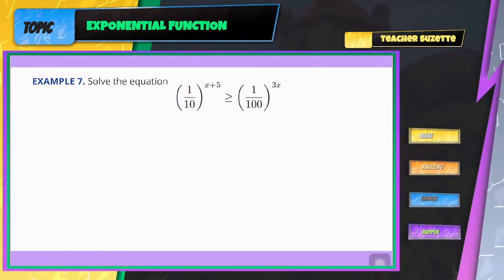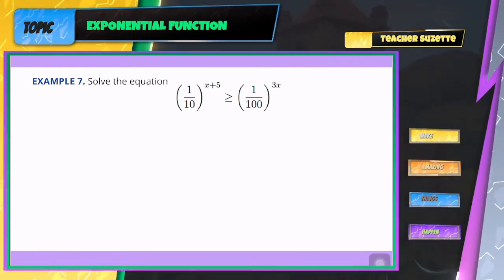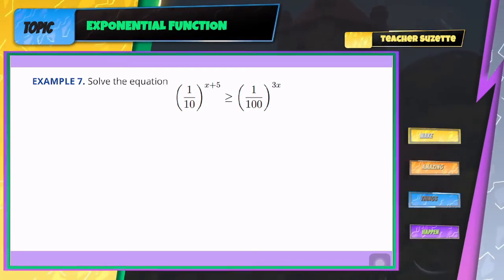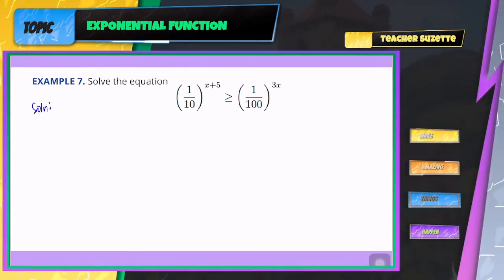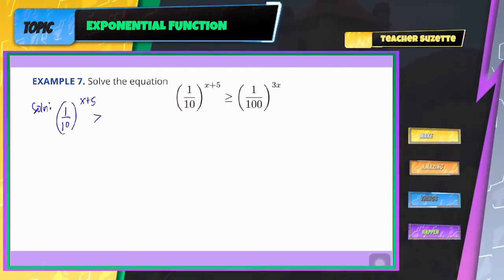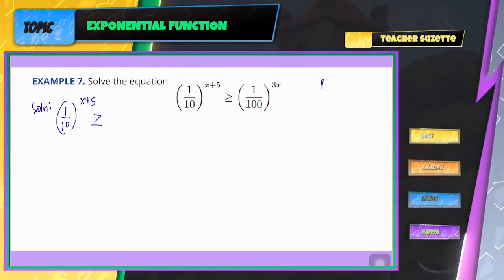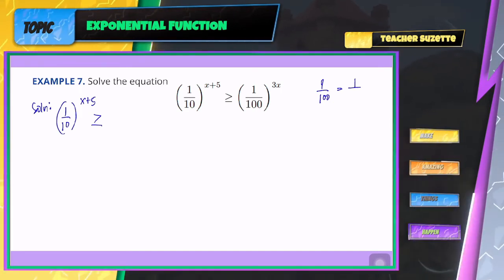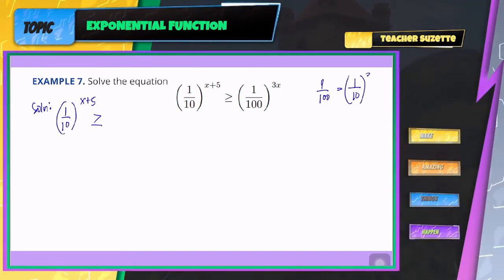Next po tayo, let's solve the inequality 1 over 10 raised to x plus 5 greater than or equal to 1 over 100 raised to 3x. Solution. So, ang ating goal pa rin po ay maging same basis yung ating both sides of our inequality. So, you have 1 over 10 raised to x plus 5, greater than or equal to, and ang ating 1 over 100 can be written as 1 over 10 raised to 2.